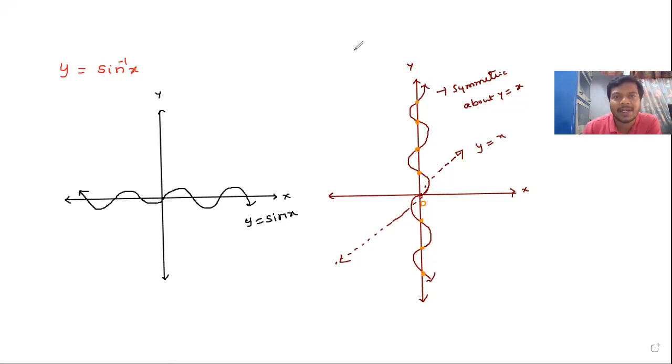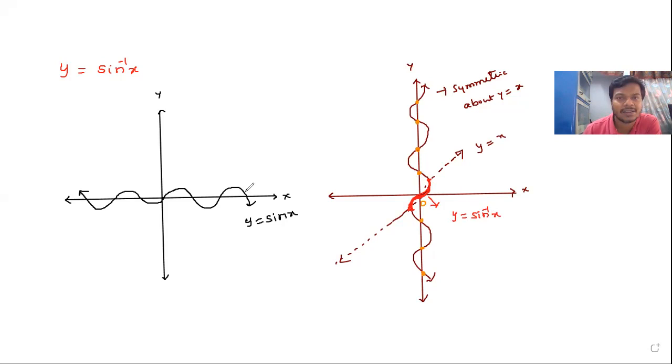Only in a limited period does it become a function. If I choose this part, only this red marked part, now observe, it is a function. Why? Because each and every element of the domain has a unique image. So this is the graph of y equals sine inverse of x, only the red marked graph.